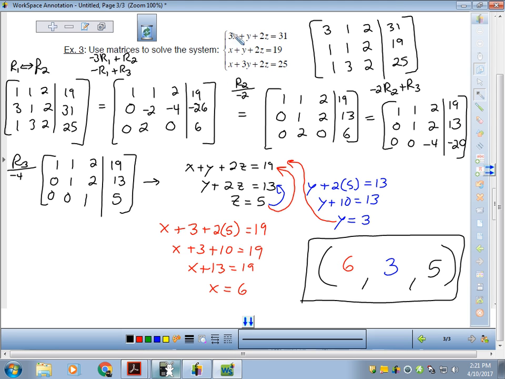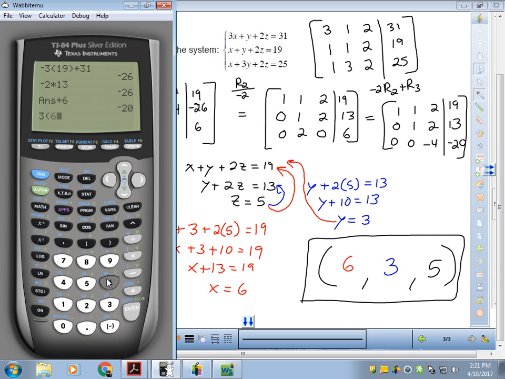And again, you can check it by plugging it back in here to the original equations. 3 times 6 plus 3 plus 2 times 5, that does equal 31. 6 plus 3 plus 2 times 5, that does equal 19. 6 plus 3 times 3 plus 2 times 5, that does equal 25. So it does work in all three equations. We did it right. Okay.